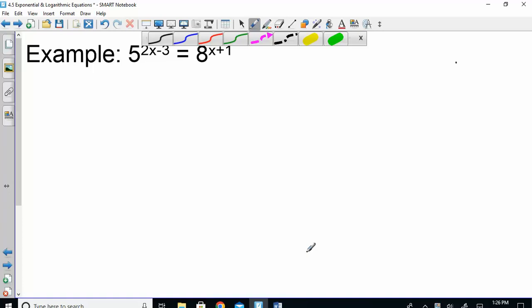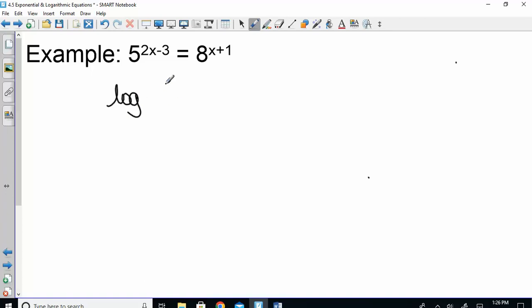But let's take a look at this problem. Is it possible to get a common base between 5 and 8? No. So we add our log on each side. I'm just going to do log base 10, so I don't even have to write the base. Now, what happens after you add these logs?